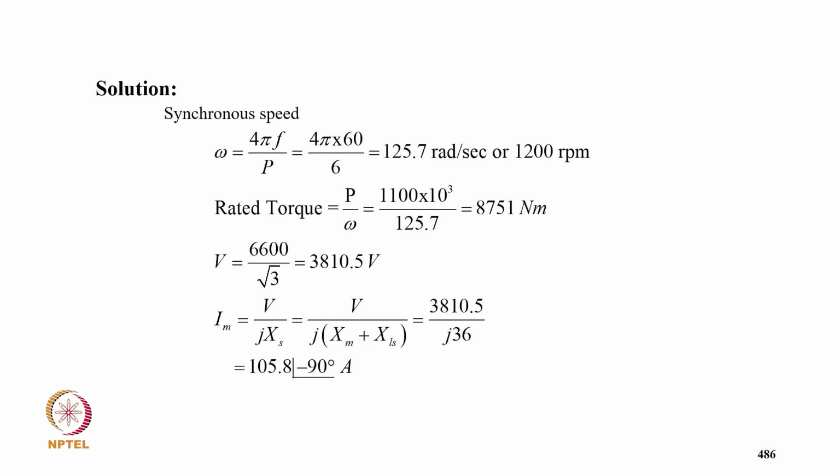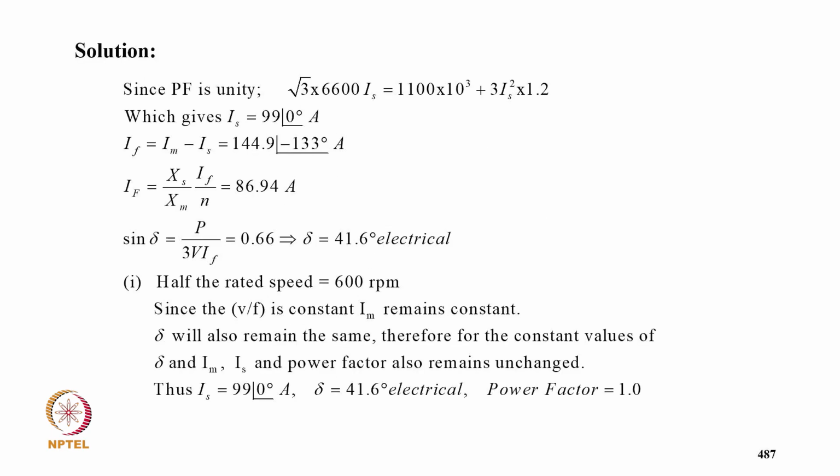So coming to the solution, synchronous speed omega equal to 4 pi f upon p, that comes 125.7 radian per second, rated torque P upon omega comes 8,751 Newton meter, V equal to 6,600 by root 3, so it comes 3,810.5 volt, and I equal to V upon the reactance, so putting the value, it comes 105.8 at the angle minus 90 degree.